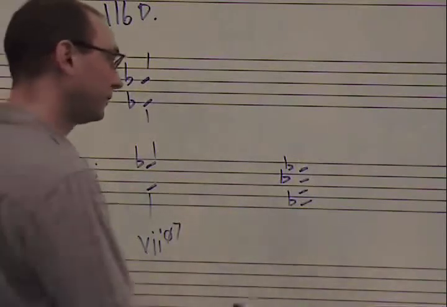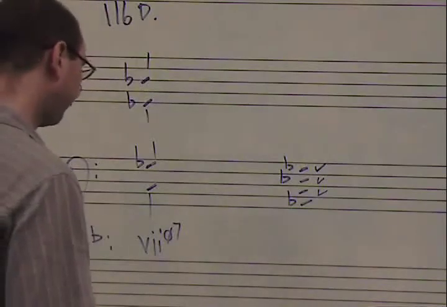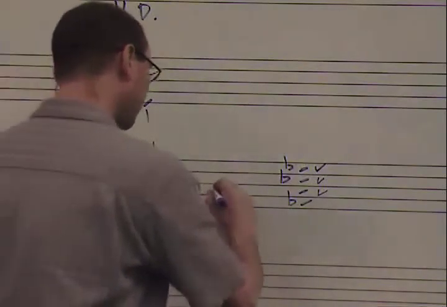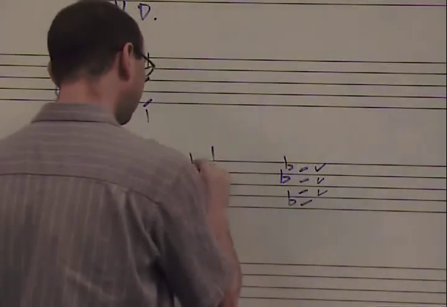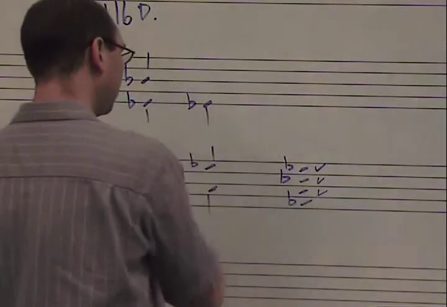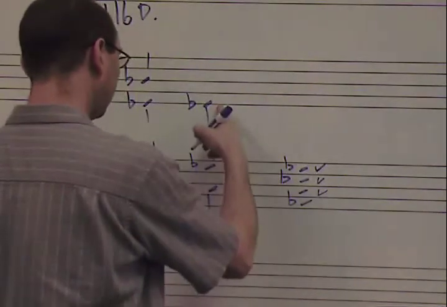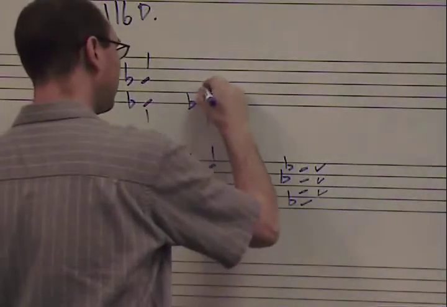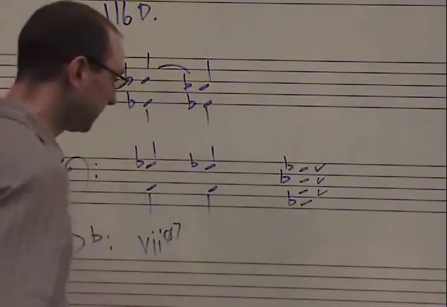3 common tones. Here, here, and here. So C is a common tone. G flat is a common tone. E flat is a common tone. C, E flat. And then the B resolves down by step to A flat. So the 7th is resolving down by step.